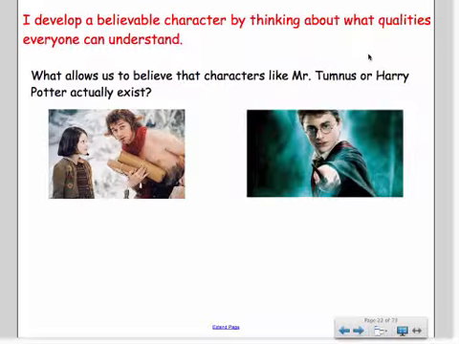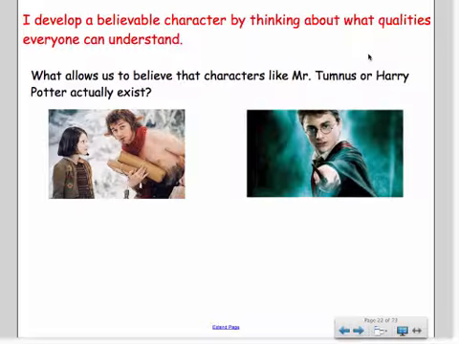And the first part of this lesson is thinking about developing a believable character by thinking about what qualities everyone can understand. So you can see that the question that I'm going to ask you to talk about with your partner says, what allows us to believe that characters like Mr. Tumnus or Harry Potter actually exist?